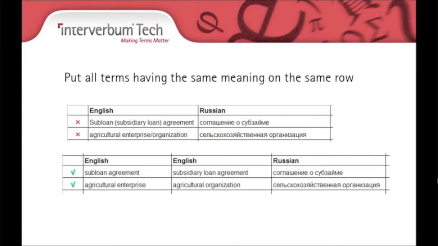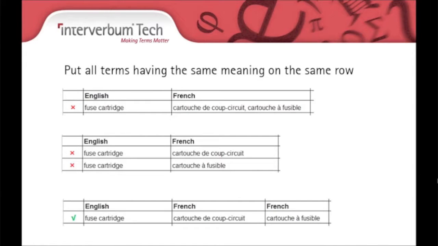And here's another example in the English where the 2 terms are not immediately obvious because there's a slash character, agricultural enterprise / organization, but it is 2 terms. And then the other example with the parentheses characters in the middle. You have to watch out and realize that these are 2 terms and split them accordingly. Okay. Another example here of putting all the terms having the same meaning on the same row.